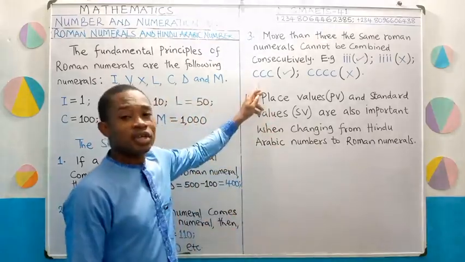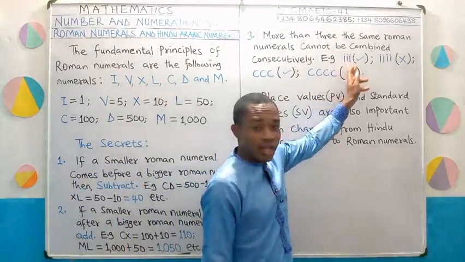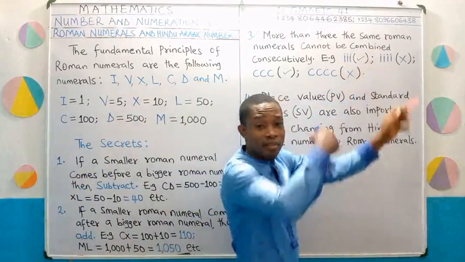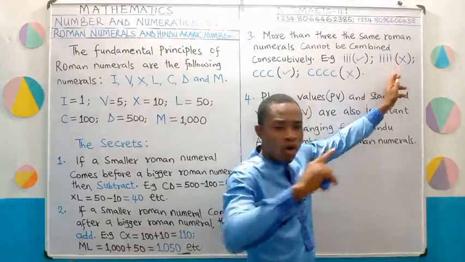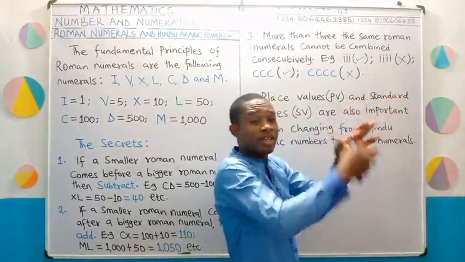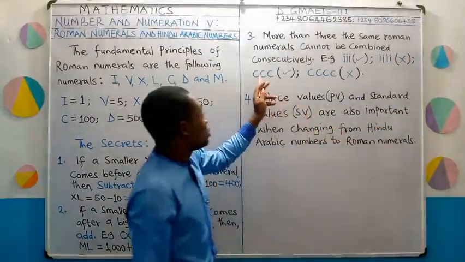We have this example here. You can write III. This is 3. It is accepted. That's why I ticked it. I marked it. But what about IIII? 4 of the numerals, the same, combined together. It is not allowed. So you see, I crossed it, not allowed.